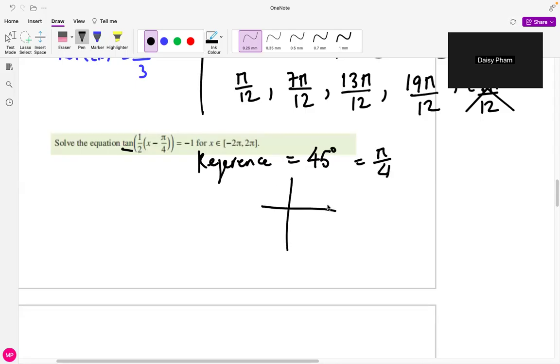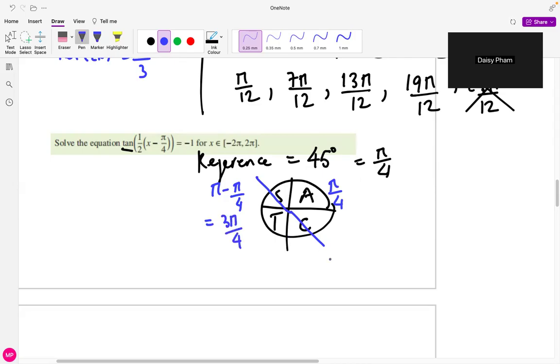Then I draw the circle out. I look for where tan is negative, using ASTC. The quadrants where tan is negative are quadrant 2 and quadrant 4. Okay, so π/4 is here. In the second quadrant, it will be π minus π/4, so you will have 3π/4. And in this quadrant it is 2π minus π/4: 2 times 4 is 8, minus π is 7, so 7π/4. So you're going to write whatever that is here, equal to 3π/4 and 7π/4.